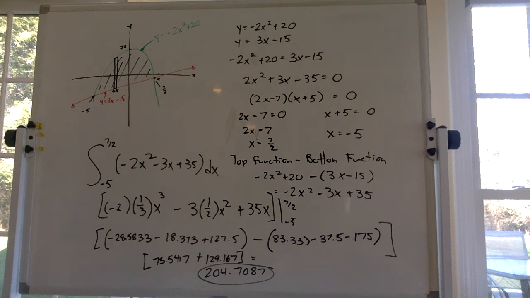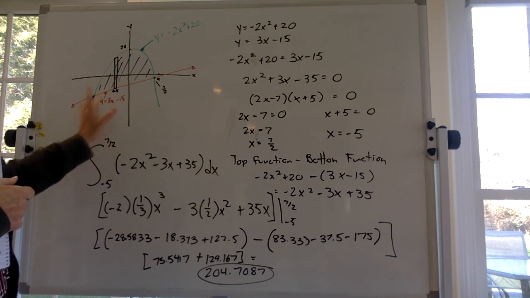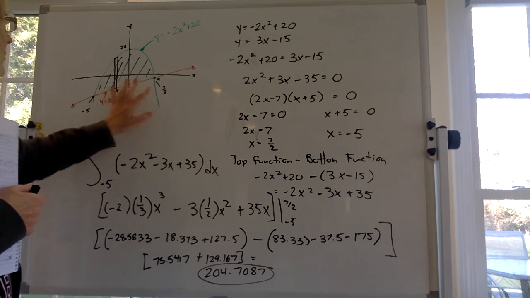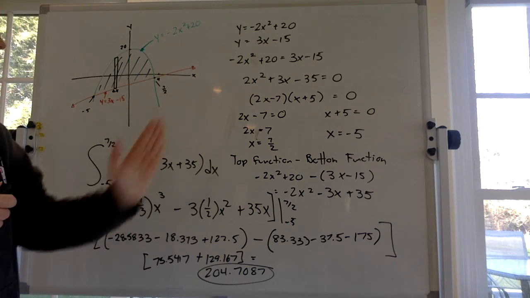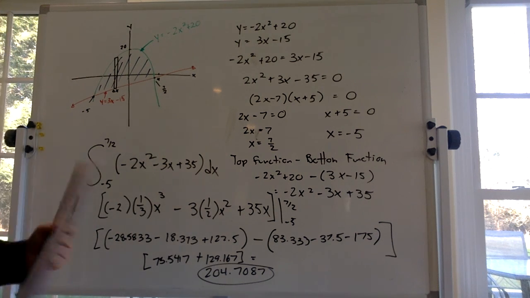So the key here is top function minus bottom function. Find the limits of integration by setting the two y's equal to each other to see where they intersect. And then it's just a matter of doing the integration, okay?